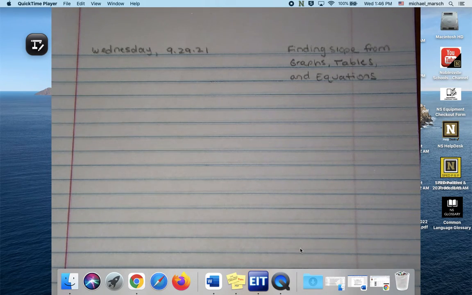Something you learned last year. If you didn't, that's okay. I'm sure you'll pick it up real quick. Really quick, before we start actually writing things down, what is slope? What's your definition of slope?